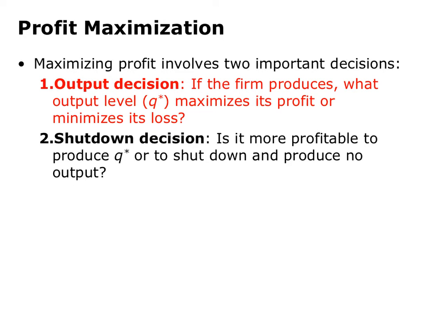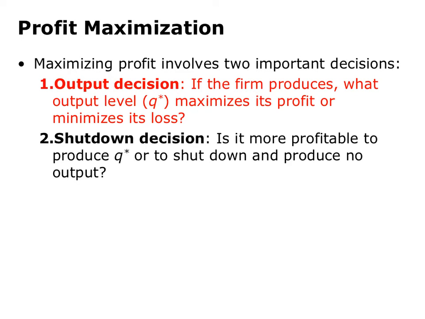Maximizing profit involves two important decisions. First, the firm has to decide what output to produce. That is, if the firm's going to produce at all, it has to determine what output level maximizes its profit or minimizes its loss.